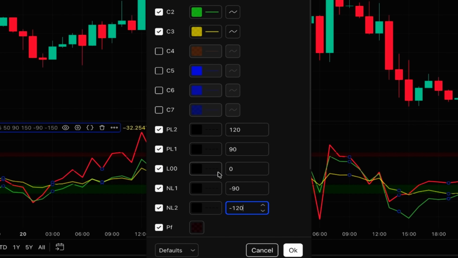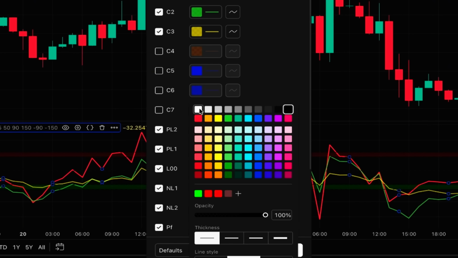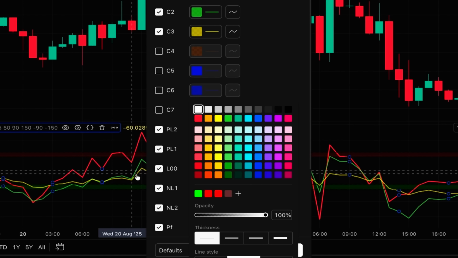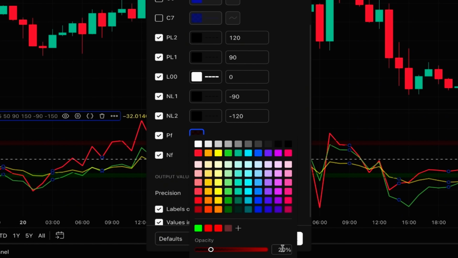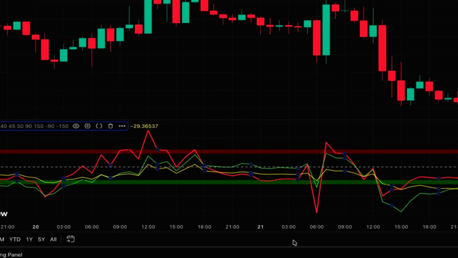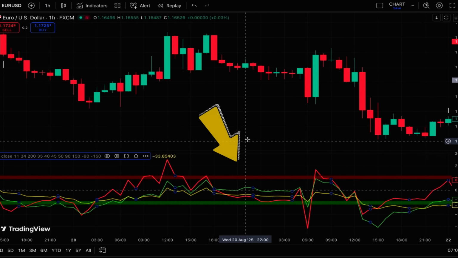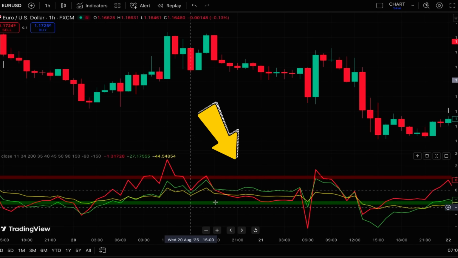And then here for the center line, we change the color to white so we can see it. And after that, here for overbought and oversold, for the colors, here we increase their opacity to 50%. Alright, we're done with the settings of our CCIs, and now let me teach you how you can find accurate buy-sell signals based on this.